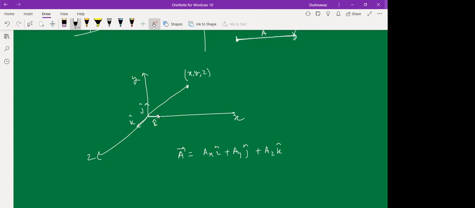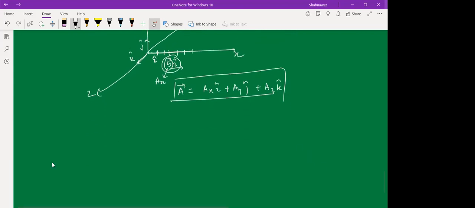And if I write 5I, it means that I have moved 5 units in the X direction. So this is my X component. Yeah, this is the Cartesian form of the vectors, right?